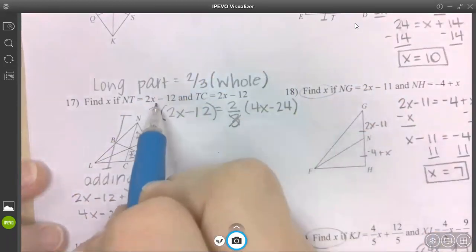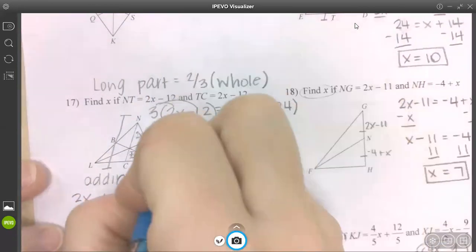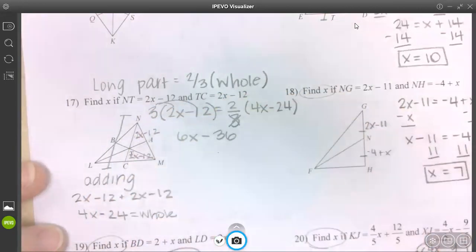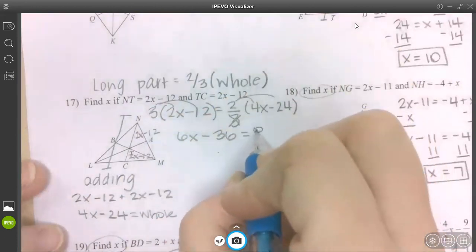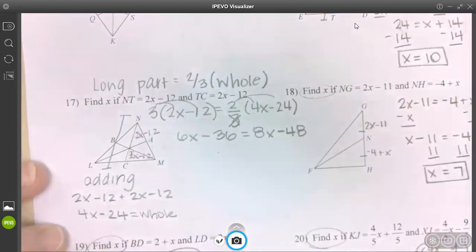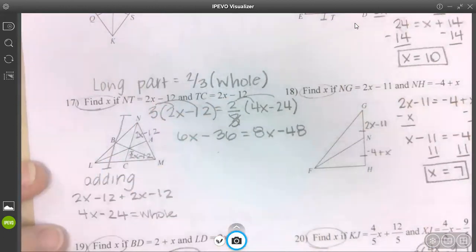This time I'm going to distribute everything. I promise I'll do it right. 3 times 2x is 6x. 3 times negative 12 is negative 36. And then remember on this side, we'll distribute our 2. 2 times 4x is 8x. And 2 times negative 24 is negative 48. It asks us to find x, so we're just going to solve for x and we'll be done.